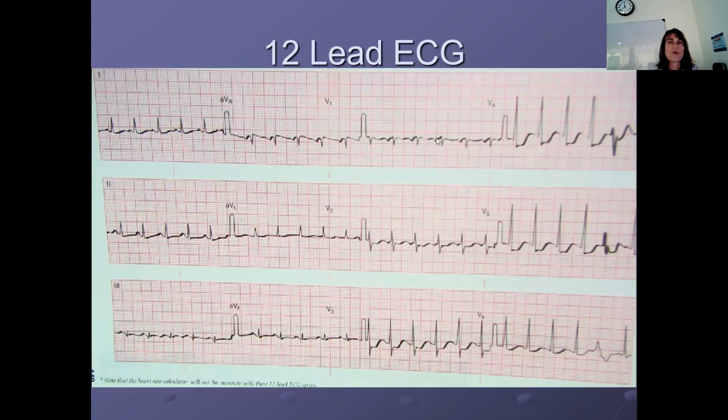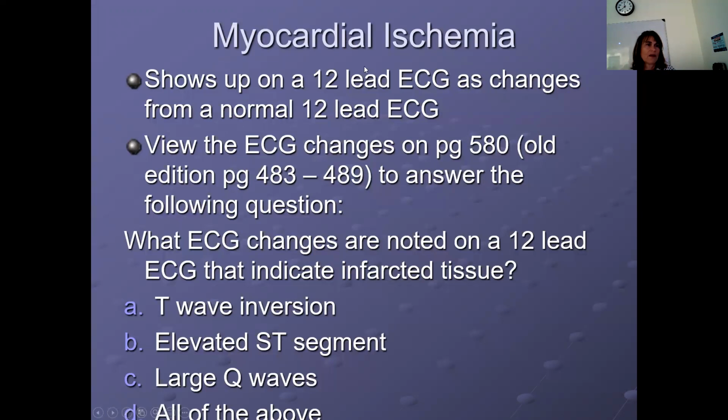So when looking for whether the patient is having an infarction, there are changes that occur in the different leads. So you can see ST segment changes, and I think it's coming up on a slide, so I don't want to start quoting the wrong things. So ischemia shows up as, oh, it's not going to tell us. It tells us to go to page 580 or page 483 to 489 to answer the following question.